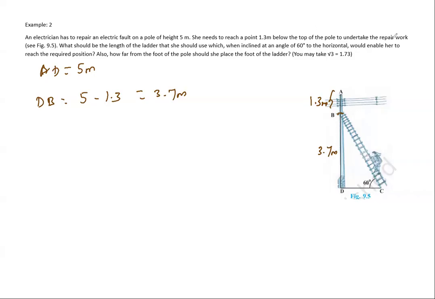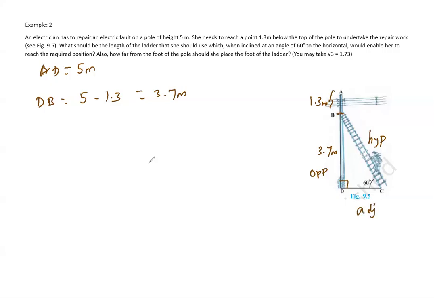So 5 minus 1.3 is 3.7. Now to repair the work, what should be the length of the ladder that she should use, which when inclined at an angle of 60 degree to the horizontal would enable her to reach the required position? Also, how far from the foot of the pole should she place the foot of the ladder? So what should be the length of the ladder? They are asking the length of the ladder. That is BC, we have to find. So we have 60 degree. Looking from 60 degree, this is my opposite side, this is my hypotenuse side, and this is my adjacent side.